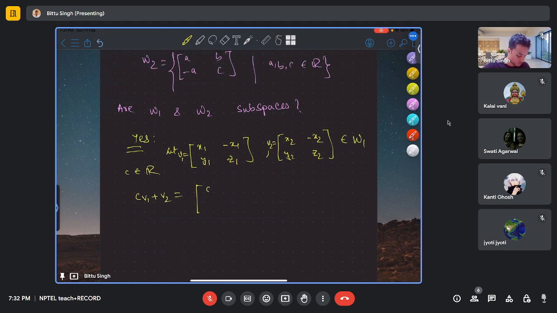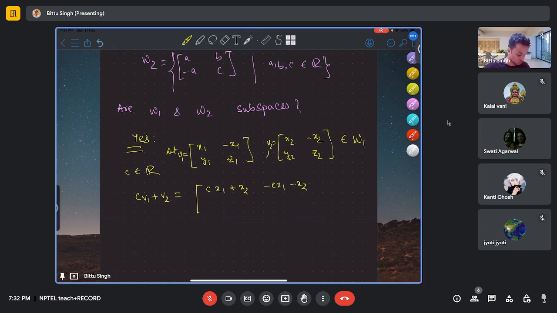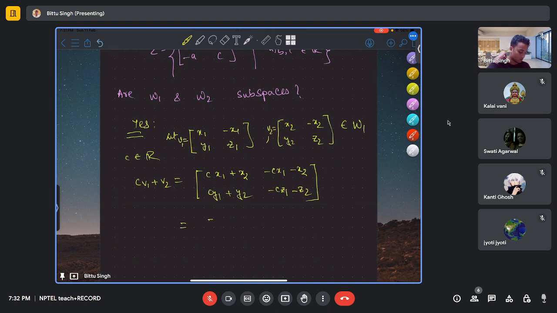And this is the same as cx1 plus x2, minus cx1 minus x2, and cy1 plus y2, cz1 plus z2. For this matrix, you can write it as cx1 plus x2, and note that the second term can be written as the negative of the first term.